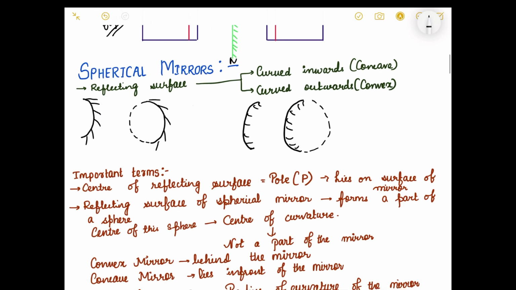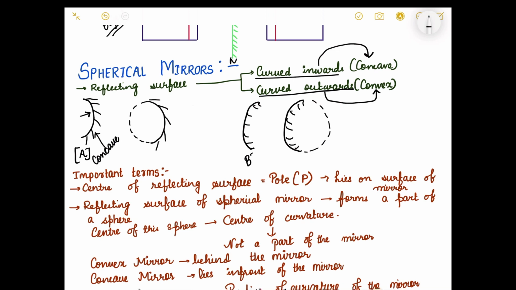Now, the reflecting surface of a spherical mirror may be curved inwards or may be curved outwards. So, if the reflective surface is curved inwards, then the mirror is called a concave mirror, and if it is curved outwards, then it is called a convex mirror. Now, in figure A, this part is the reflecting surface and we see that it is curved inwards. So, this is a concave mirror.